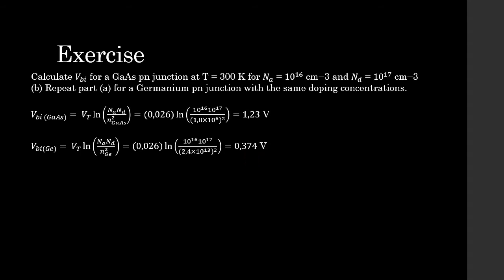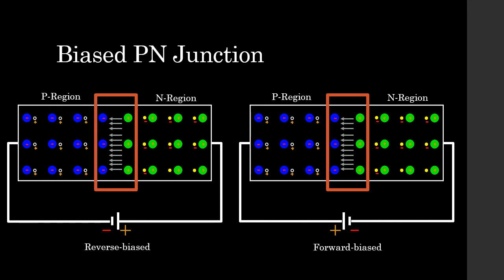Excellent. So moving on, we can now look at what is known as the biased PN junction. Now previously, our PN junction did not have an external battery connected onto it. But now, when we do connect a battery to our PN junction, it is what is called a biased PN junction. And because a battery has both a positive and negative terminal, this means there's two ways that we can connect our battery to our diode or to our PN junction.